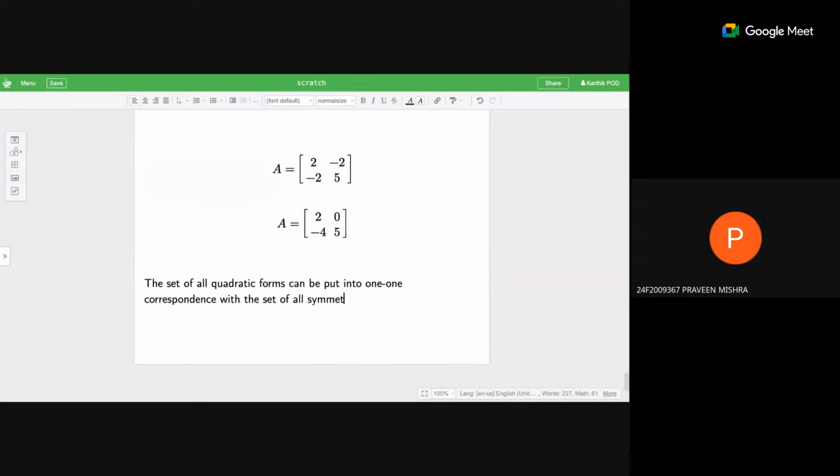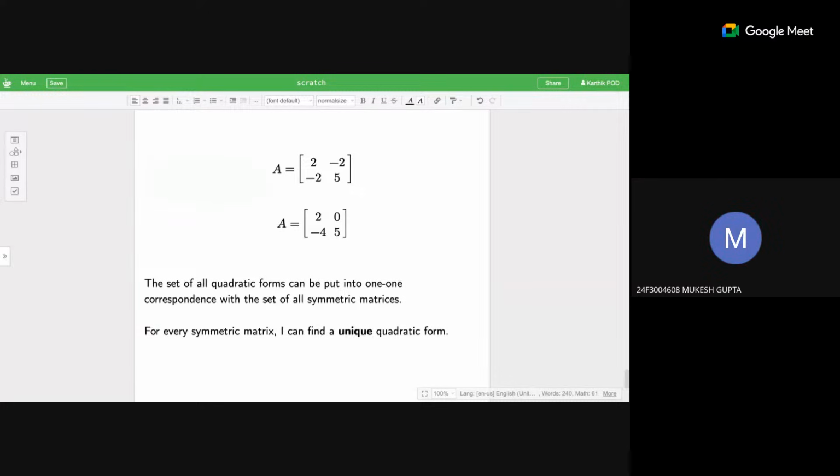Symmetric matrices, right? So for every symmetric matrix, I can find a unique quadratic form. So that is the catch. This unique is important. Likewise, I can flip this.